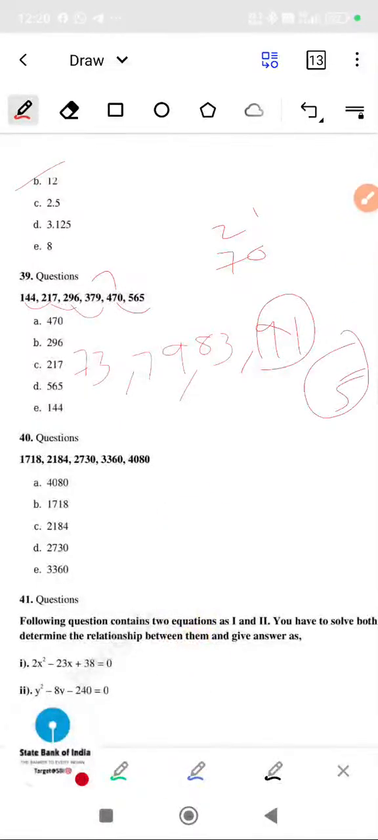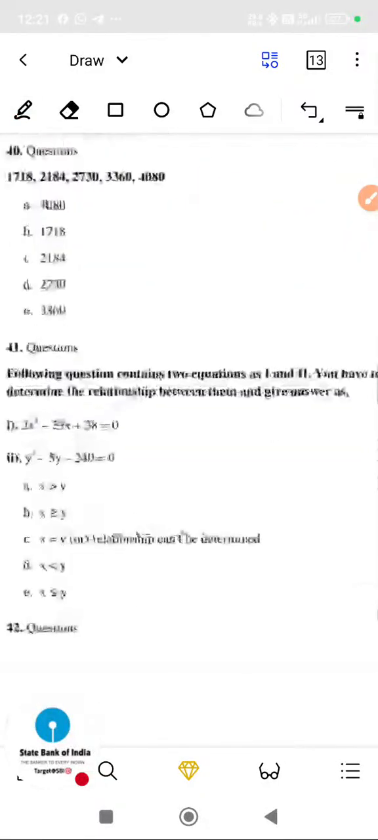So these two are wrong, means 470 is our wrong number. Instead of 470 we need to take 468, then it will be the right answer. Okay, so 470 is our wrong number. Option A is the answer for this one. Next, question number 40. Let's see this question.